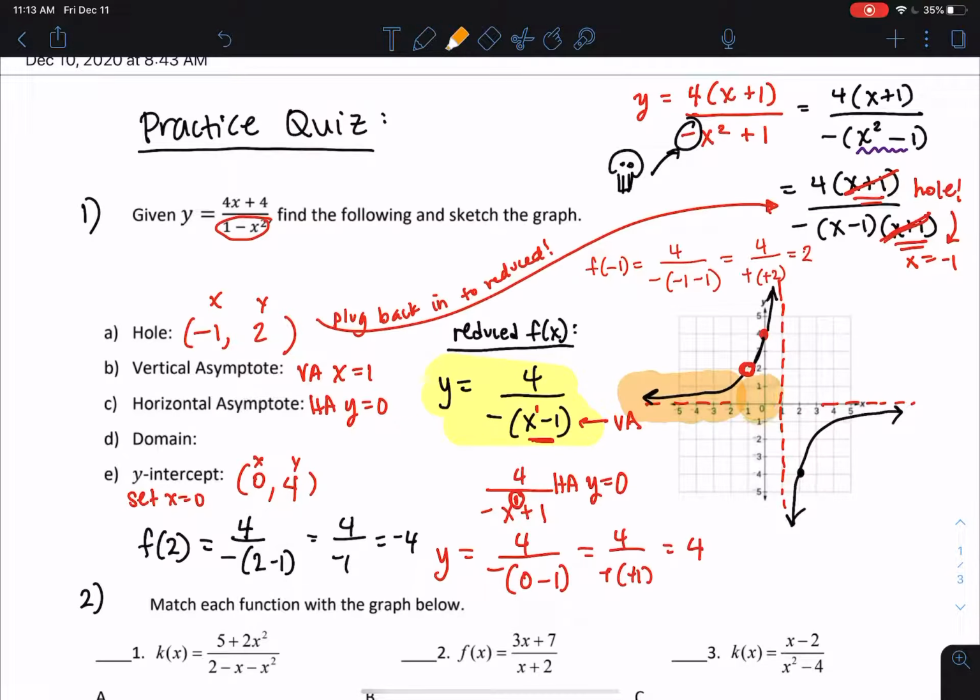Then it exists again between negative 1 and 1. It doesn't exist at 1 because of the vertical asymptote. Then it exists again from 1 onwards to infinity. So in interval notation, we would say negative infinity to negative 1, negative 1 to 1, and 1 to infinity.